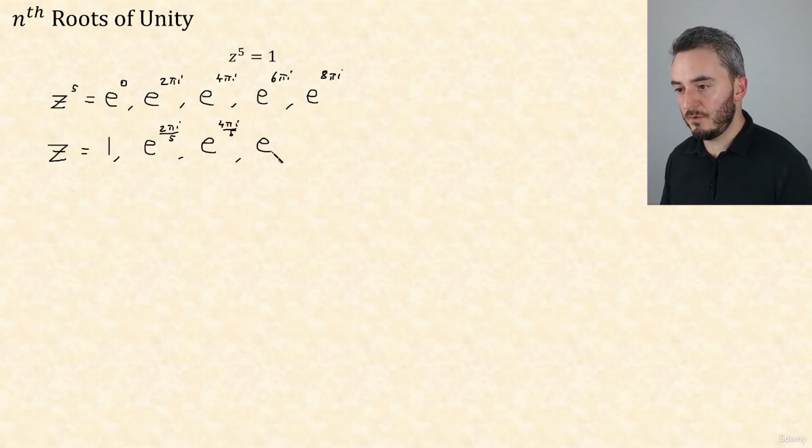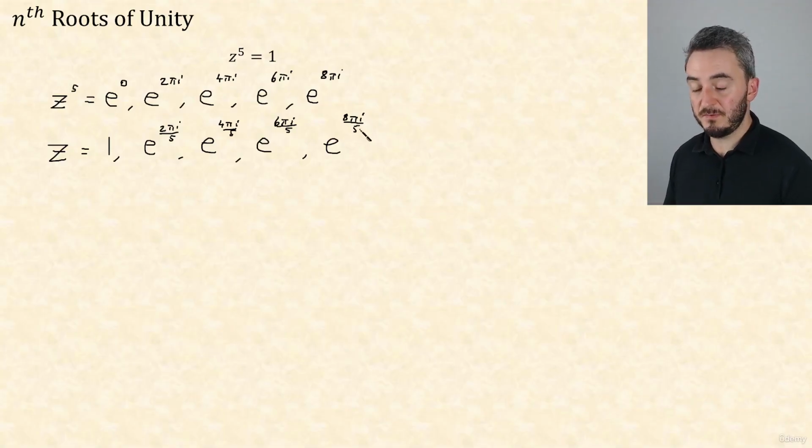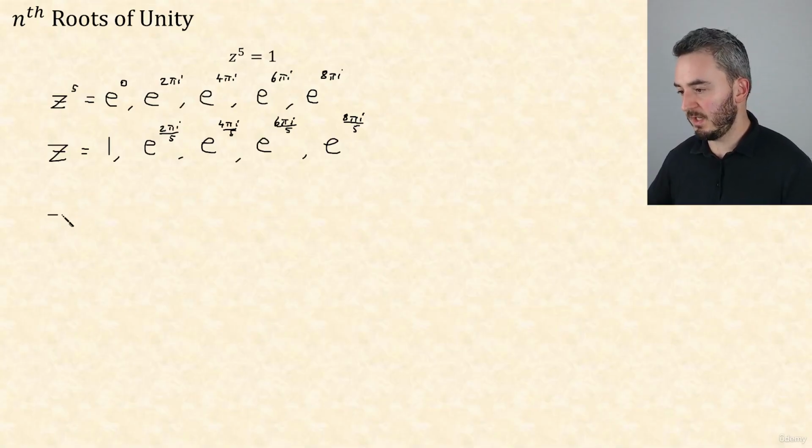And these 5 complex numbers are our 5 fifth roots of 1. e to the 8 pi i over 5. We don't need to go up to e to the 10 pi i over 5 because that would be e to the 2 pi i, which is 1. Now, these ones are kind of messy, so I'm not going to do all of them. We're just in the sort of understanding phase. This was not really a typical exam question here.